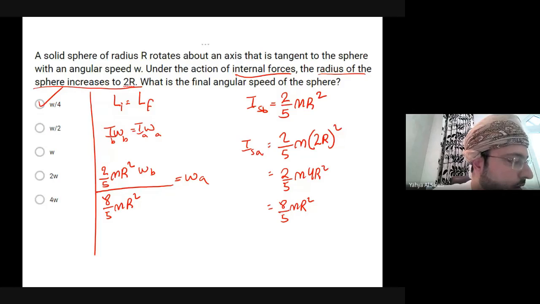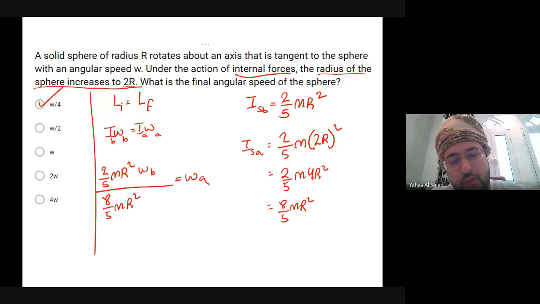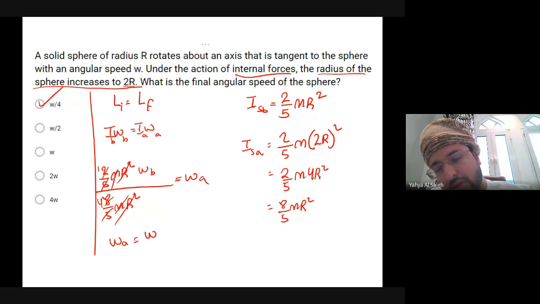Yes, Dina, because it is a sphere. Moment of inertia of a sphere is 2 over 5 mr squared. The 5s go away, 2 and 8 simplify to 1 over 4, and mr squared goes away. So we get omega after equals omega before divided by 4.